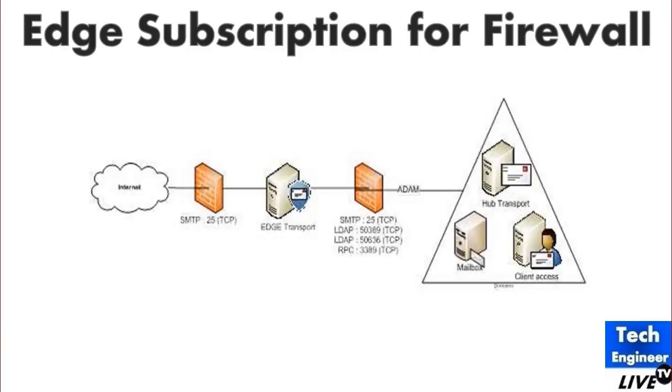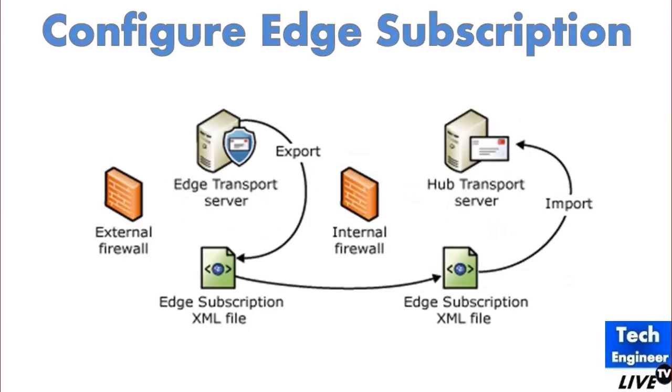Now, in this way, how are we going to configure the Edge subscription? As we all know, we have two firewalls, one external firewall and another internal firewall, and the hub transport server. Between the internet and the hub transport server there will be an Edge Transport Server as well.